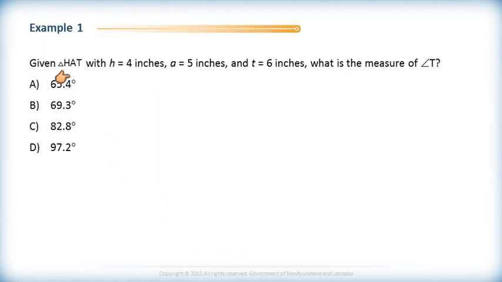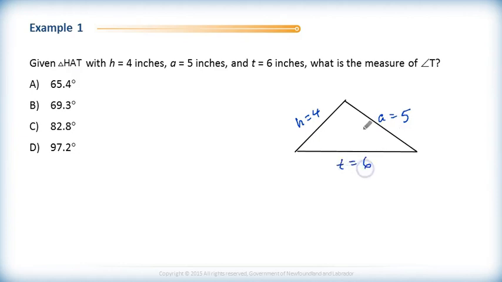In example 1, we're given triangle HAT with lowercase h equals 4 inches, a equals 5 inches, and t equals 6 inches. What is the measure of angle T? Now I draw my triangle. I try to match the conditions of the problem as close as I can. H is the shortest side, so that must be right here. A is the next longer side, so that must be over here. And T is 6, all in inches.